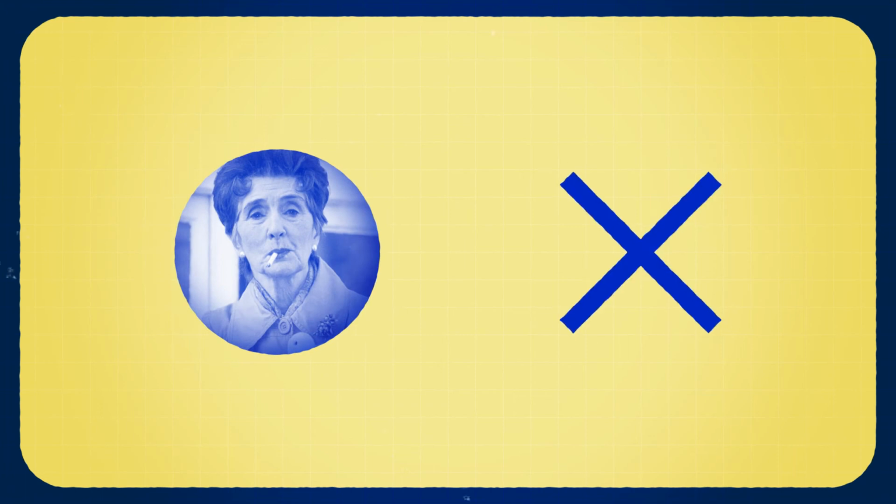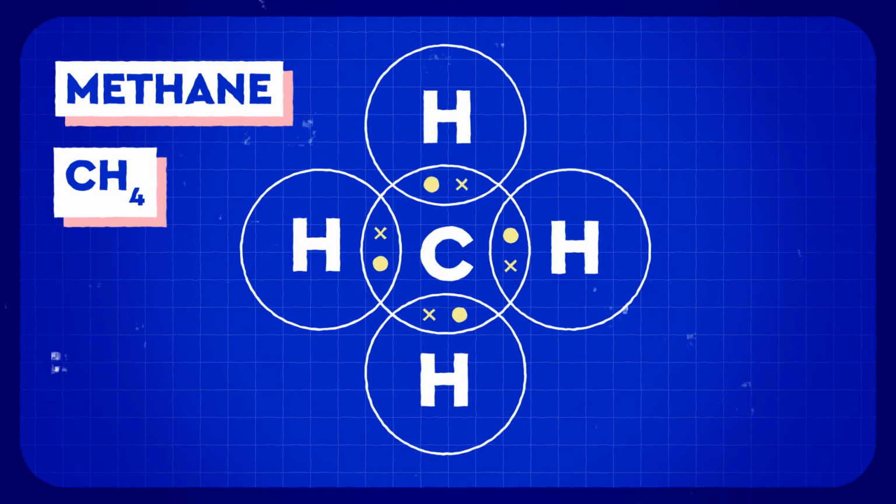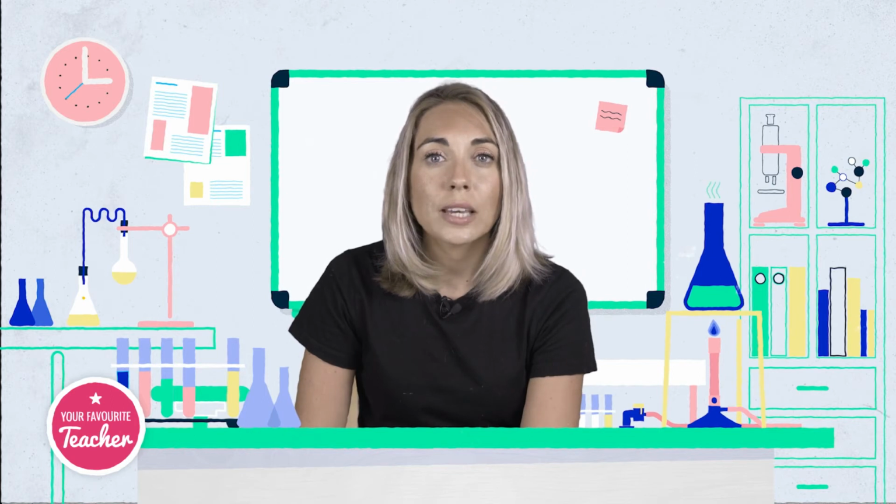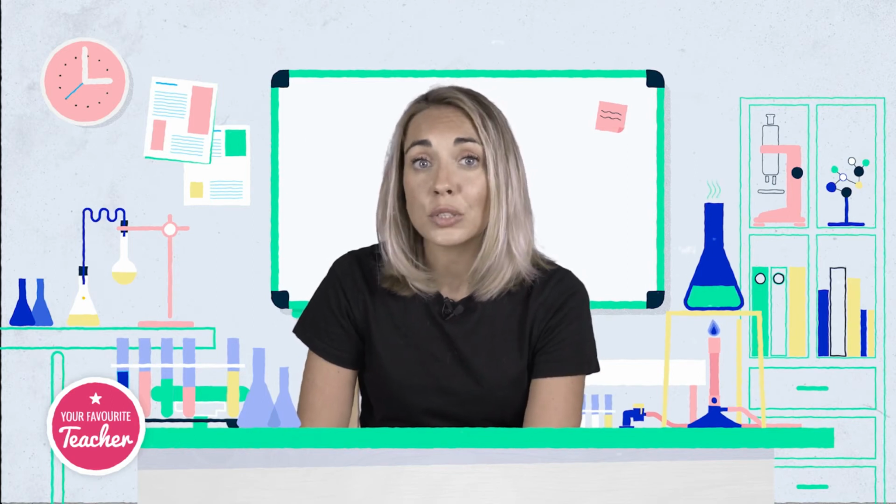We use dot and cross diagrams, 2D and 3D diagrams to show the bonds in simple covalent molecules. In a dot and cross diagram, each pair has 1 dot and 1 cross, highlighting that each has come from a different atom. The electrons in one atom will be represented using dots and the other using crosses.